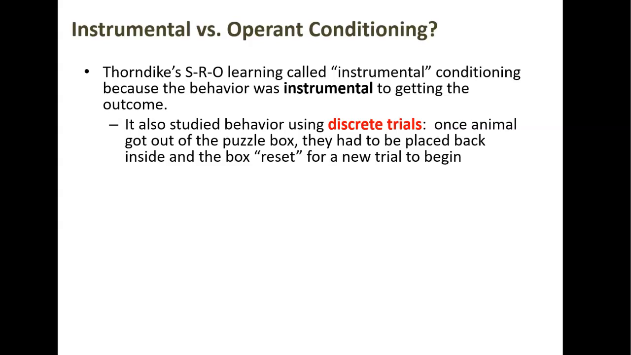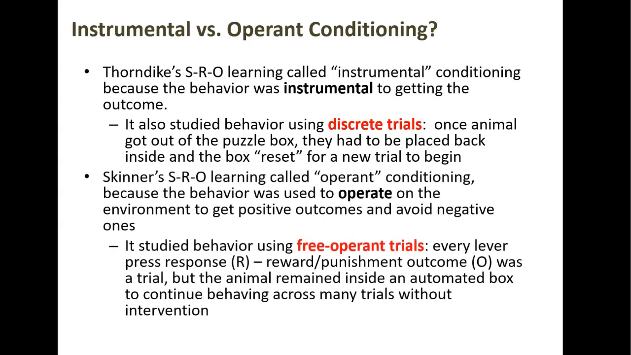the desired outcome. And then he was also studying behavior using what we call discrete trials, meaning once the animal got out of the box, the experimenter actually had to physically intervene, pick up the cat, and put them back in the box. So that constituted one trial, but it also kind of interfered with the whole S, right? The context and, oh, here comes a human and that sort of thing.